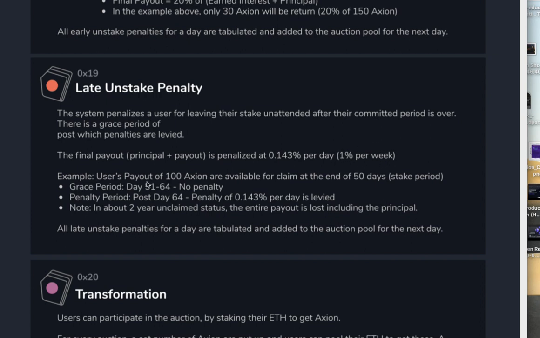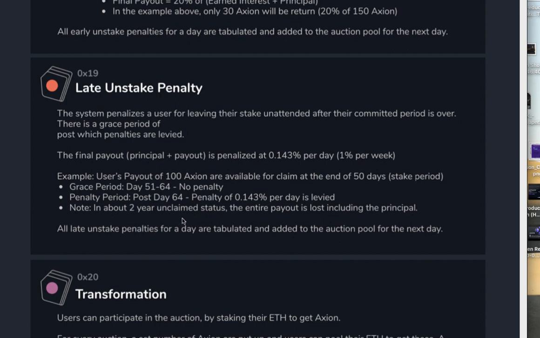Example, a user has a payout of 100 Axion available for claim, so that's your rewards for staking, at the end of the 50 day stake period. The grace period, day 51 to 64, has no penalty, so you get an initial time afterwards, which is 13 days, where you'll be fine. Basically 2 weeks, you'll get no penalty. But if you fail to claim your rewards after day 64, the penalty will be 0.143% per day afterwards, alright? So just remember, after 2 weeks, you're going to start getting penalised this amount per day on your rewards that you got for staking, right?